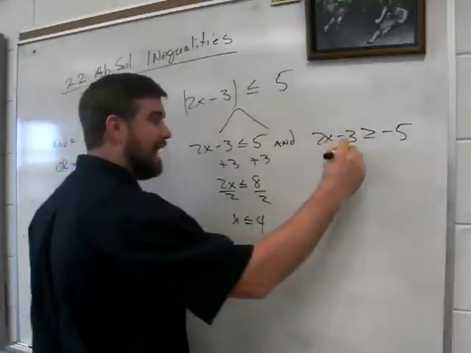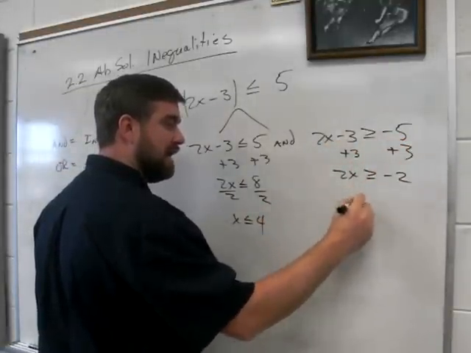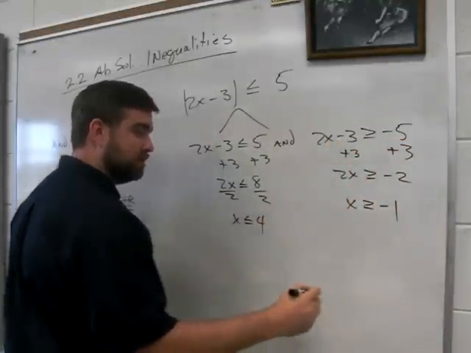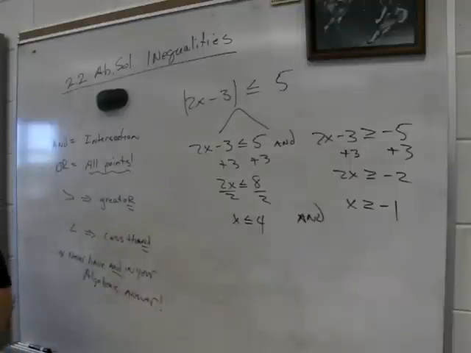Same thing over here. Add 3 to both sides. 2x is greater than or equal to -2. X is greater than or equal to -1. And is still in the middle of these two things. We are not done. We cannot stop. If it was "or," we could stop and we'd be done.